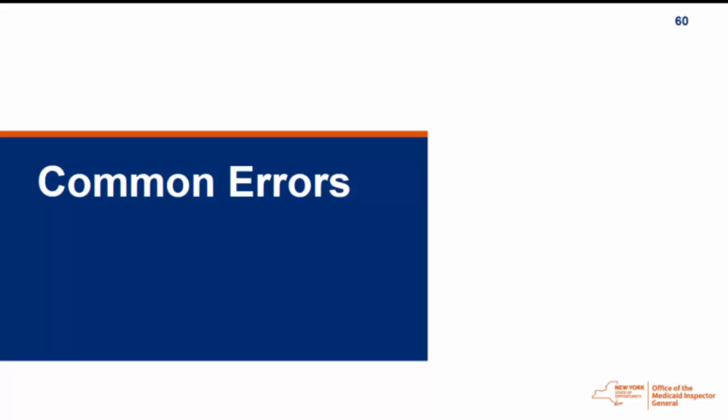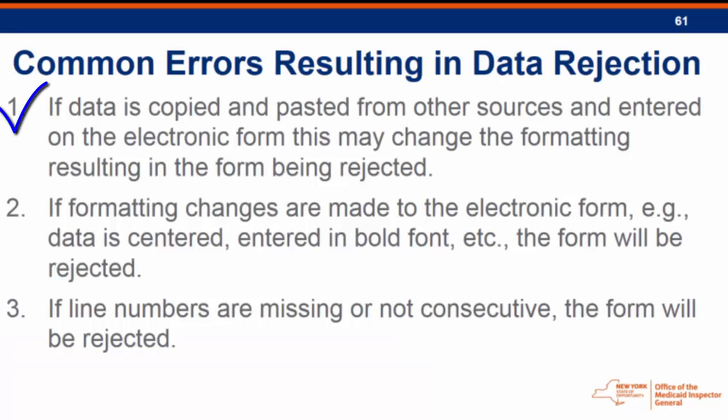Next, we will review some common errors in retroactive disenrollment notification submission. If data is copied and pasted from other sources and entered on the electronic form, this may change the formatting, resulting in the form being rejected. If the electronic form is rejected, it will not enter the database. If formatting changes are made to the electronic form, for example, if data is centered or entered in bold font, the form will be rejected. If line numbers are missing or not consecutive, the form will be rejected.